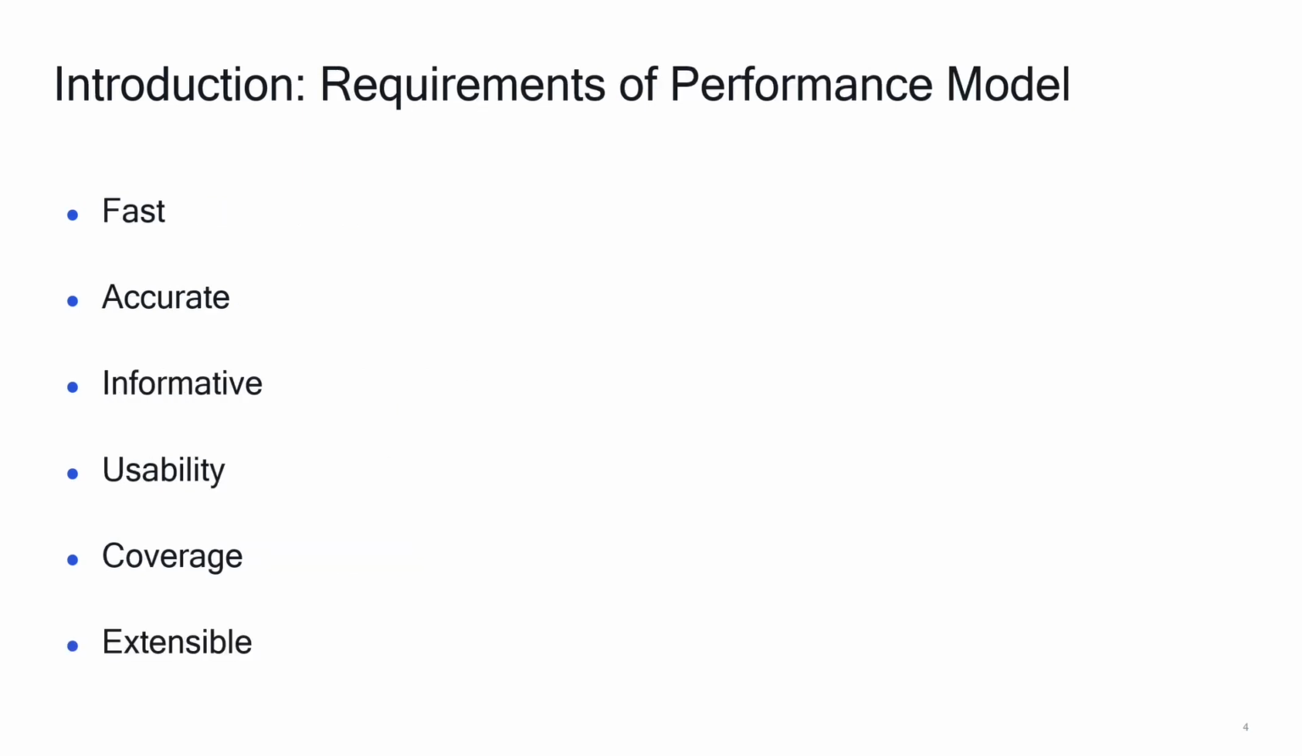For a performance model, we want it to be as fast as possible. No one likes to spend days to get the results back. We also want the results to be as accurate as we can get. You certainly don't want to build your work on a performance model with questionable accuracy.